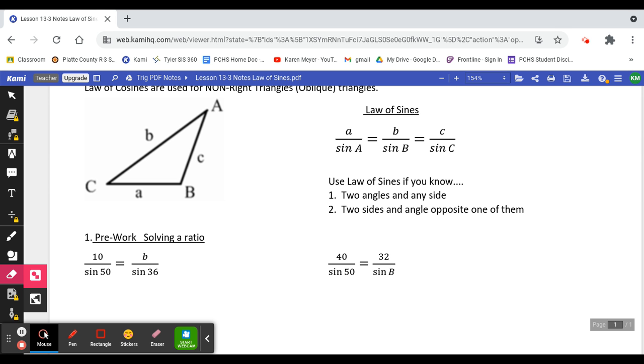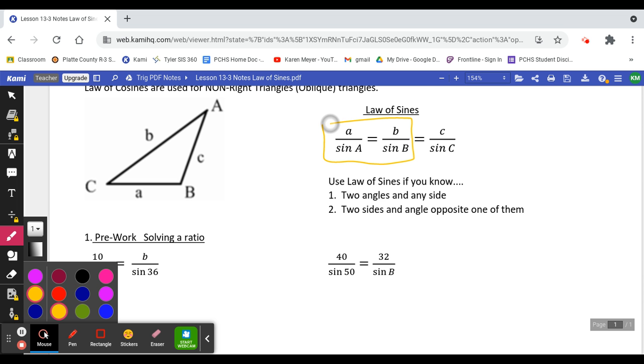Now, I know I have 3 fractions listed here, but you're only going to use 2 out of the 3, just depending on the information you know. So you may use the first 2, or you could use the last 2, or you could use the first and the last. You just got to make sure you always put the side value, which is the little letters, over sine of the capital letters, which is the angle value.